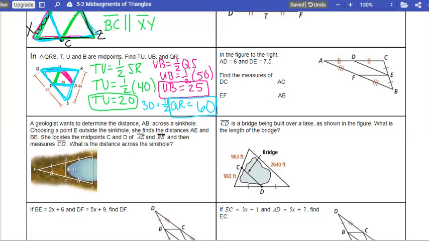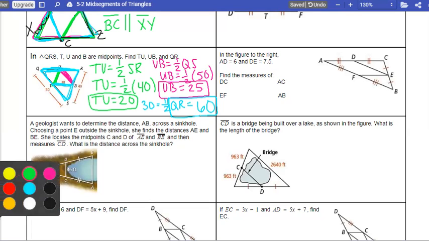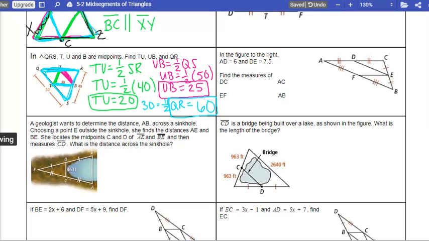So the next one, it says in the figure to the right, AD is 6. So I'm going to go label that. AD right here is 6 and DE is 7.5. Find the measures of DC, AC, EF, and AB.